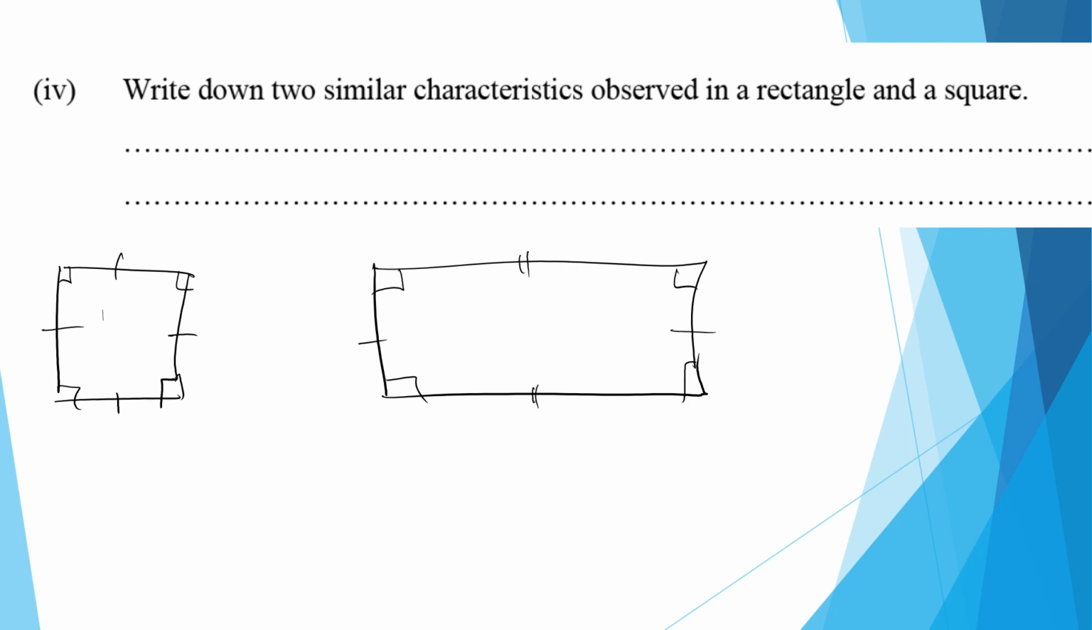So I think maybe you don't understand this, but I think you can understand the similar factors. That means both have four sides. They have four sides, right? And you can see all the angles are what? Right angles. These are the similarities in these two, the square and the rectangle.